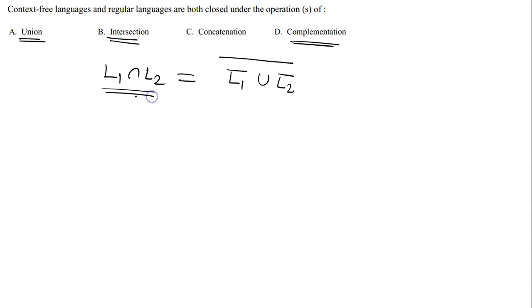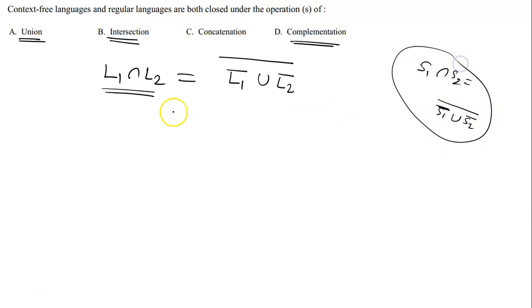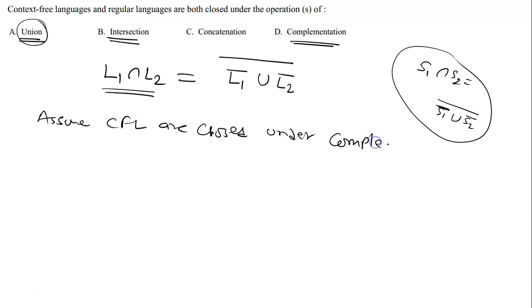In general, if you have two sets S1 and S2, then S1 intersection S2 is nothing but the complement of S1 complement union S2 complement. Now we know that the set of context free languages is not closed under intersection, and is closed under union. So we will assume that CFLs are closed under complementation.